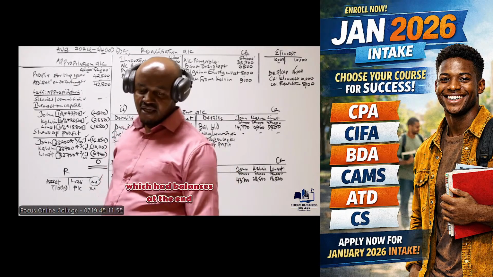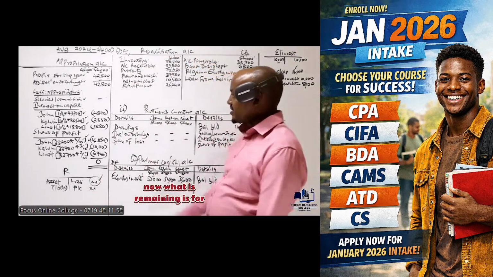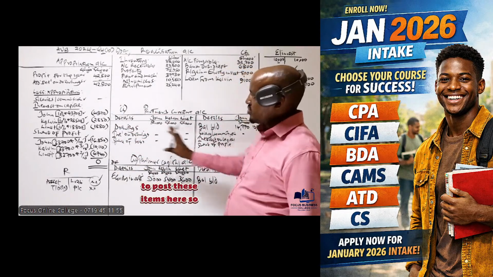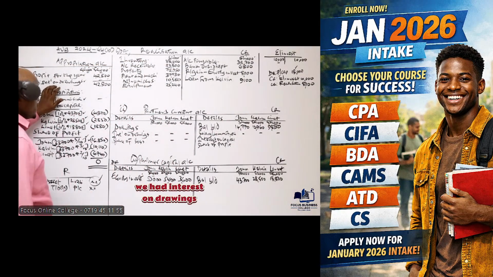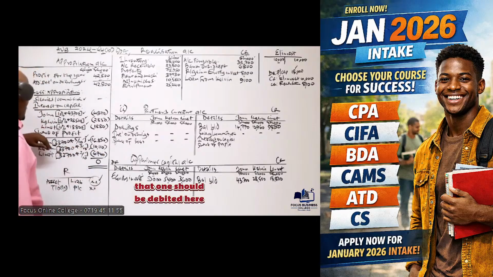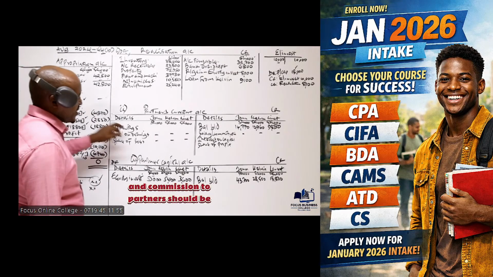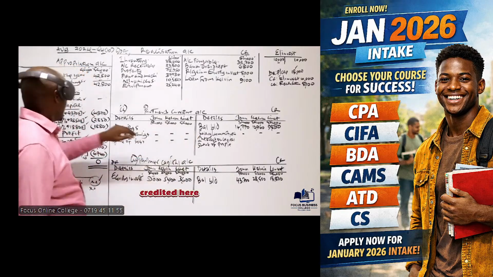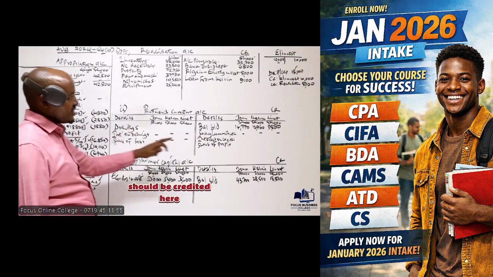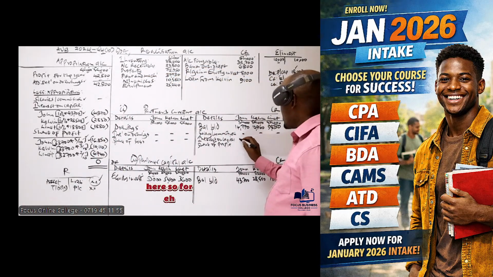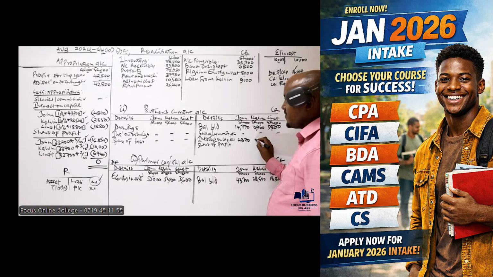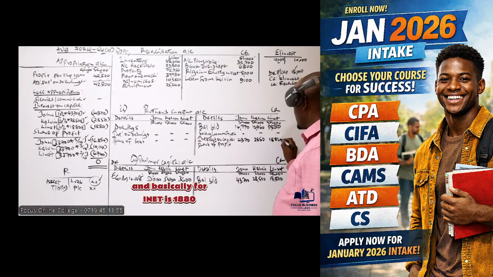So I think you can see we are done with crossing all those accounts which are balances at the end of the year. What is remaining is for us to post these items here. So these appropriations. In case we had interest on drawings, that should be debited here. Salaries and commission to partners should be credited here. Then interest on capital should be credited here. So let's credit interest on capital here. For John is 43,70. For Kelvin is 28,50. And for Renette is 18,80.